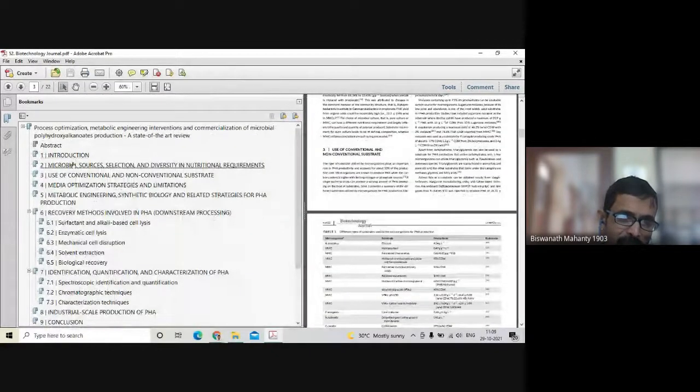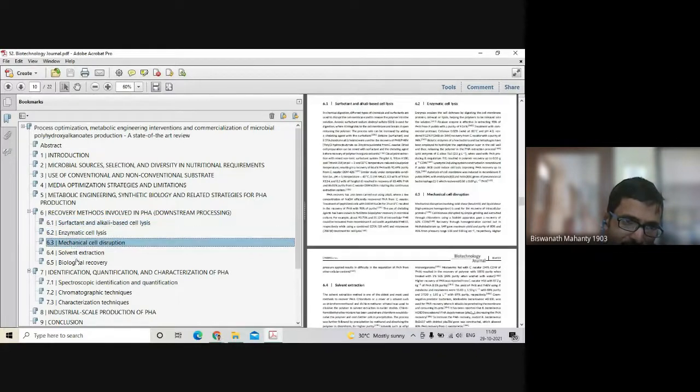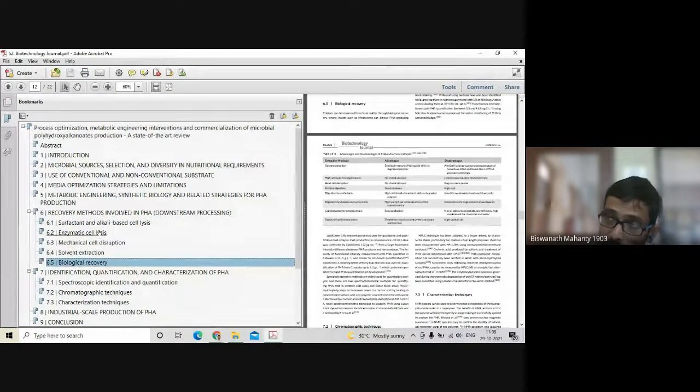First, I'm talking about the introduction, microbial source, use of media, then media optimization, metabolic engineering, and how I'm recovering. It can have subsections also, like the recovery method. That means I'm not doing any work. I'm just compiling how people have done it. And why is it important?